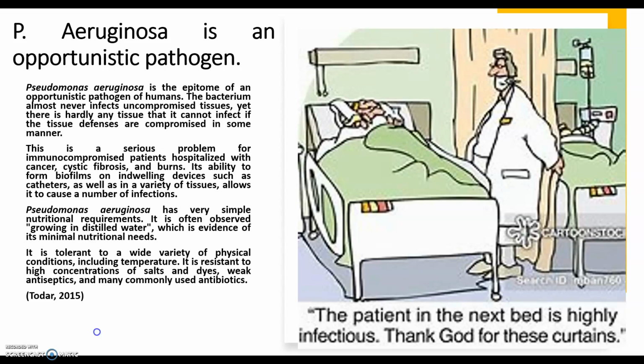Its ability to form biofilms on indwelling devices, such as catheters, as well as in a variety of tissues, allows it to cause a number of infections. Pseudomonas aeruginosa has very simple nutritional requirements. It is often observed growing in distilled water, which is evidence of its minimal nutritional needs. It is tolerant to a wide variety of physical conditions, including temperature. It is resistant to high concentrations of salts and dyes, weak antiseptics, and many commonly used antibiotics.